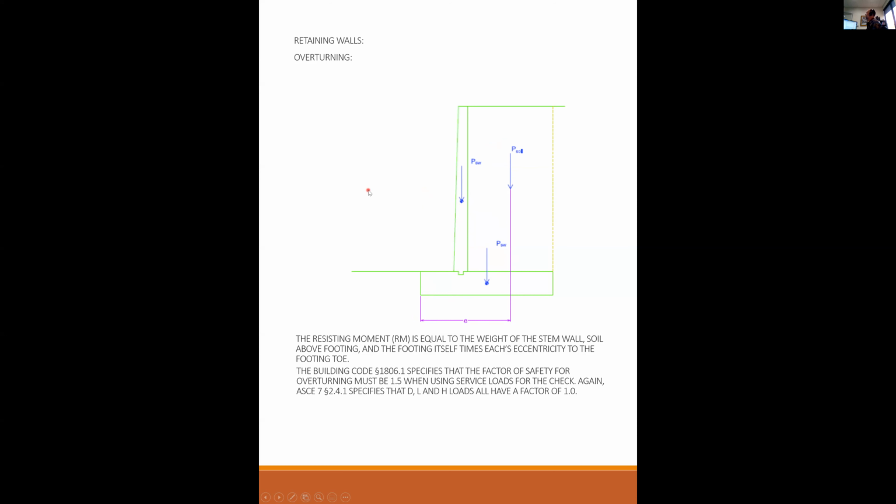The building code, again, section 1806.1, specifies that the factor of safety for overturning must be 1.5, again, when using service loads for that check. So same idea as sliding. You add up all the loads that tend to flip the footing, and then you compare them to all the loads that tend to hold down the footing. And as long as the capacity is 1.5 times greater than the demand, then you have an acceptable design.